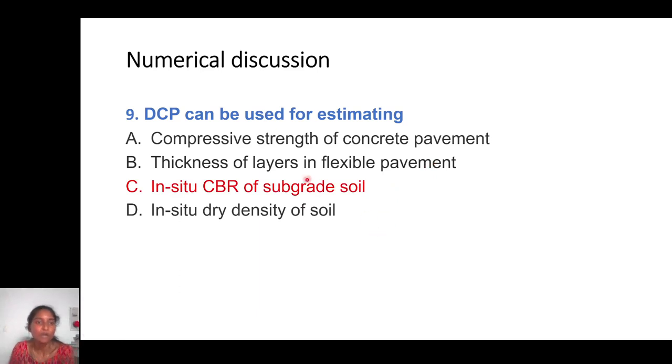And as far as option B is concerned, thickness of layers in flexible pavement. Usually thickness of layers in subgrade, if they had mentioned that, that could have been the option. Because within the subgrade soil, you will definitely be starting the test on the subgrade surface. So beyond subgrade, if there are changes in the thickness of the layers, if there is any change in the strata, that is what we can determine using DCP. But thickness of layers in flexible pavements you cannot. Okay.